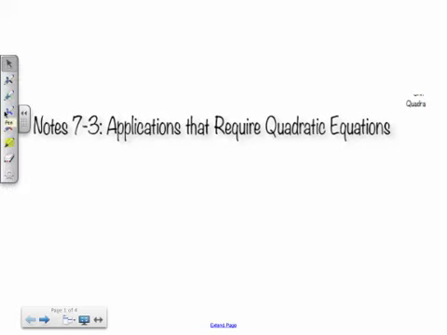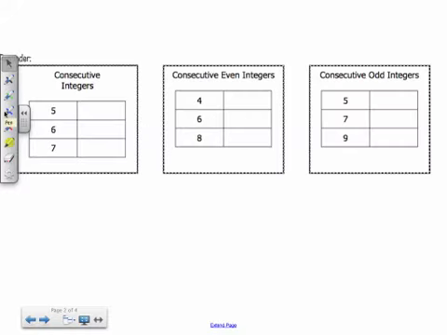So we are going to talk about applications that require quadratic equations, which means that we are going to have word problems. We are on page 5 of your notes. So just remember, we learned a few days ago about consecutive integers. So let's just remind ourselves of what happens when you have consecutive integers.